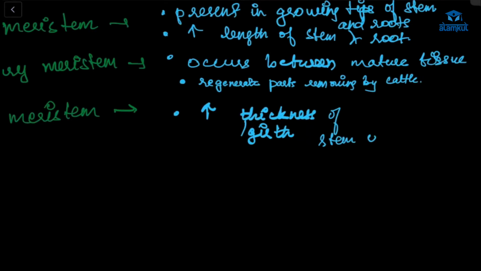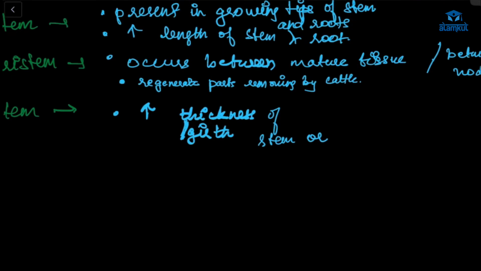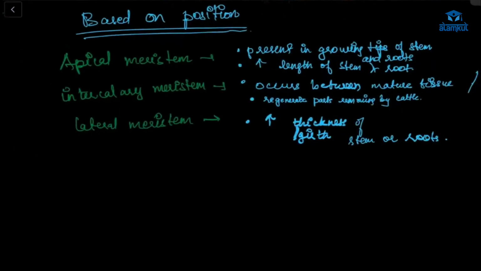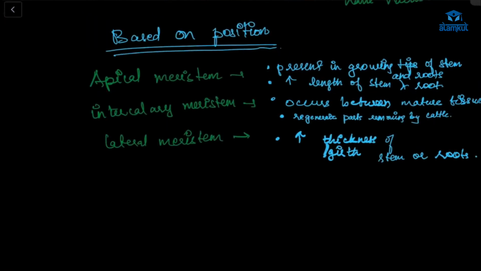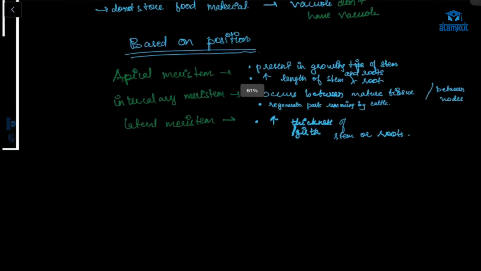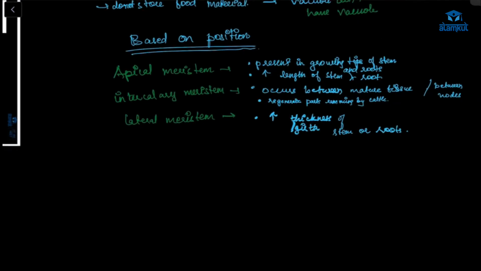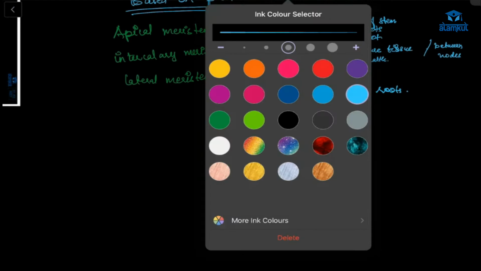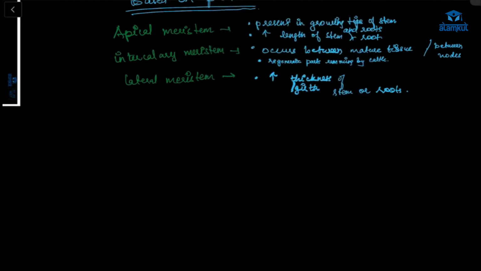Ma'am, what is that? Girth? Ma'am, what is girth, is it the stem part? No, no, girth is the thickness. In your book, it is given as girth. Oh, yes, ma'am, the meaning is thickness. Okay, stem or roots. So these are the meristems based on position. In your book, it is given on all about this only. I will give you two more things, that is based on origin and based on plane of cell division.